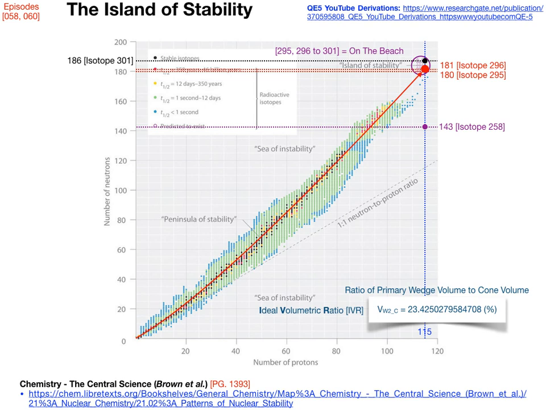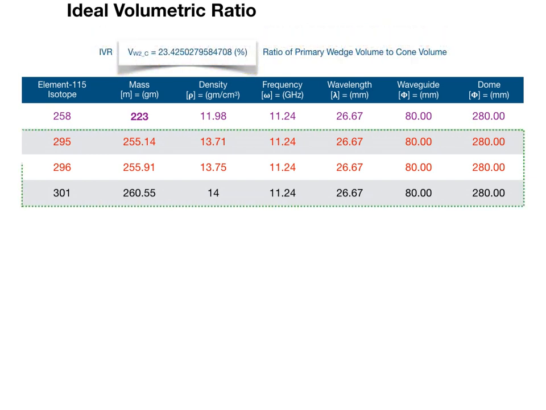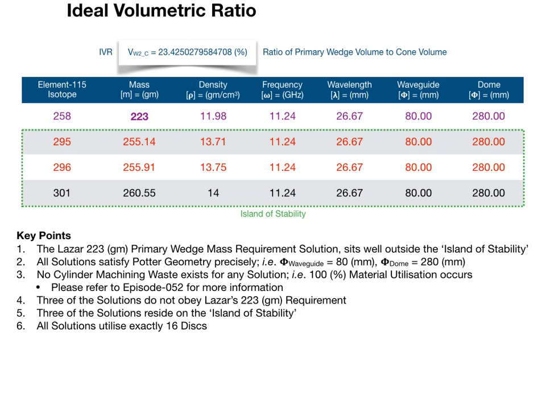This is very encouraging. Here is a tabulated representation of our nuclear stability diagram based upon the ideal volumetric ratio. The key points appearing here are: number 1, the Lazar 223 gram primary wedge mass requirement solution sits well outside the island of stability as we saw on the previous slide. Number 2, all solutions satisfy Potter geometry precisely, that is, a waveguide diameter of 80 mm and a dome diameter of 280 mm. Number 3, no cylinder machining waste exists for any solution, that is, 100% material utilisation occurs.